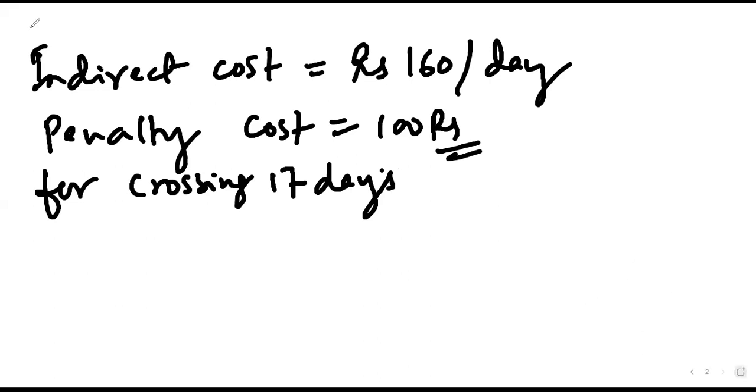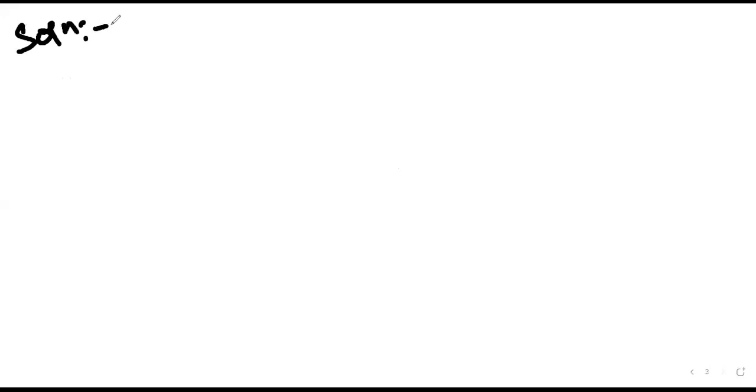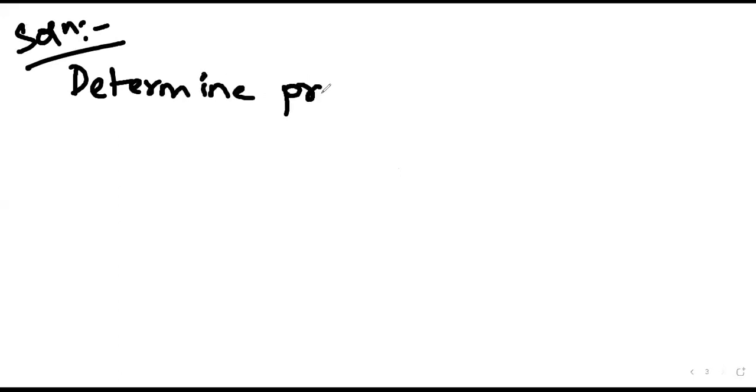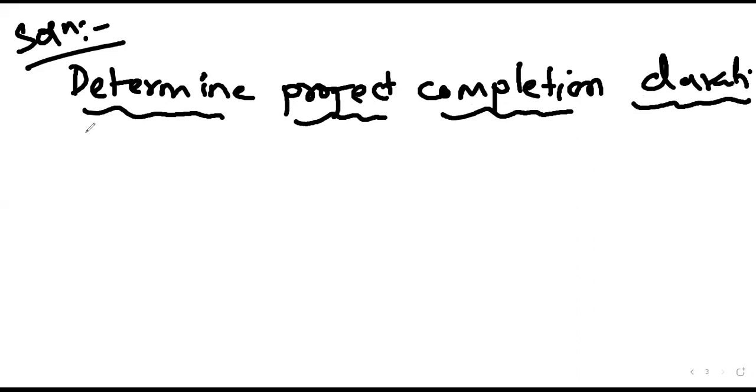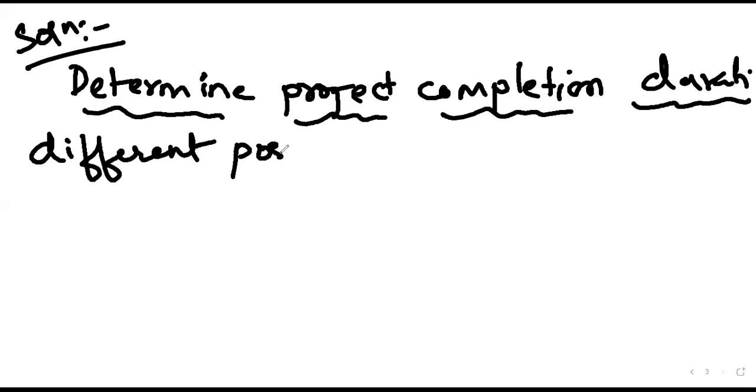Next, we start with the first step. We have to determine the project completion duration. So, different possible paths. What are the different possible paths here?